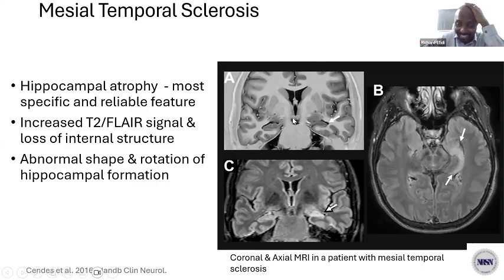So we can appreciate in this coronal T1 image, this region of hippocampal sclerosis, hippocampal atrophy on the left. And this same hippocampus is showing a T2 FLAIR hyperintensity, which can also be appreciated on the axial image.